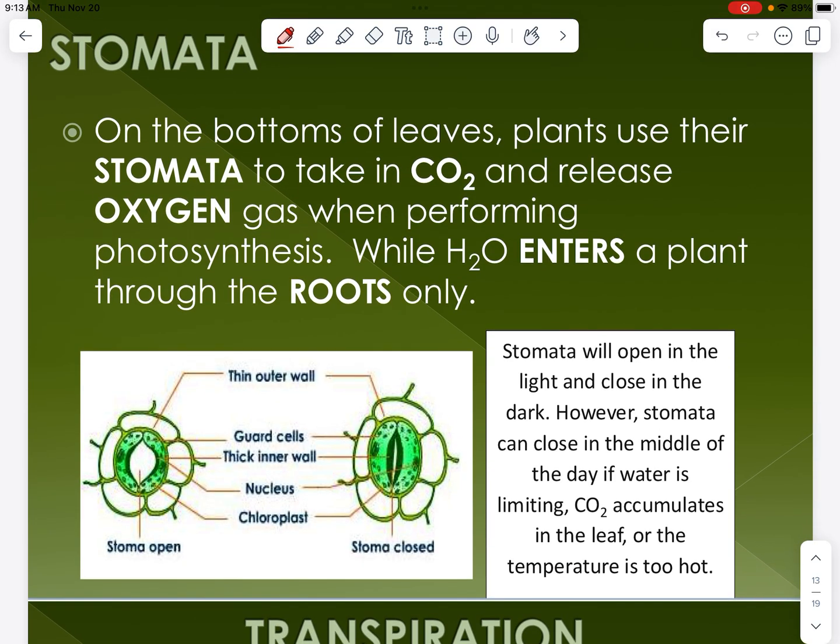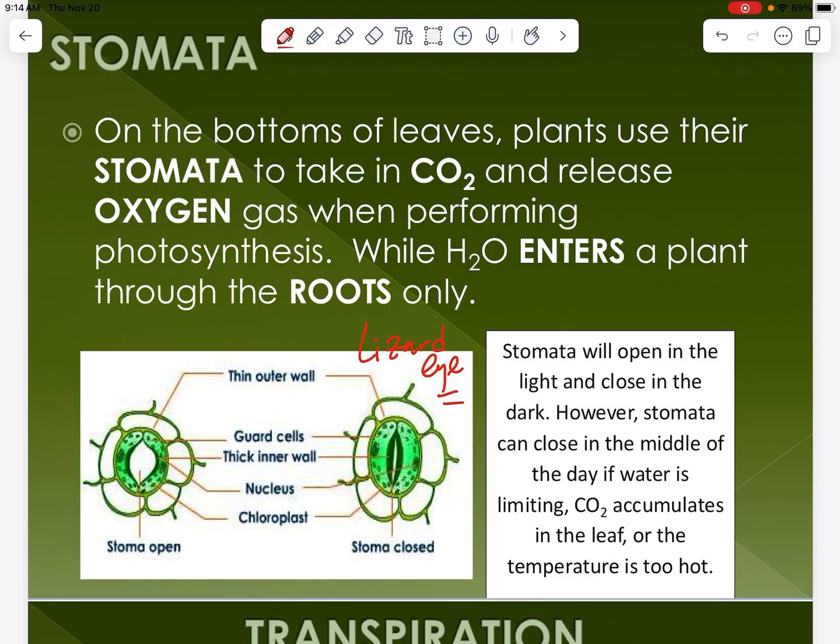Okay, so here's what we looked at in class the other day. You don't need to know guard cell, thick inner wall, nucleus, and chloroplast. I'm not too concerned with that, but what I want you to know is just these openings. We call this the lizard eye in class. That's what the students in the past have always called these because of the pupil, how it's shaped, it looks like. But plants use this to get the CO2 into the cell and to release oxygen from the cell.